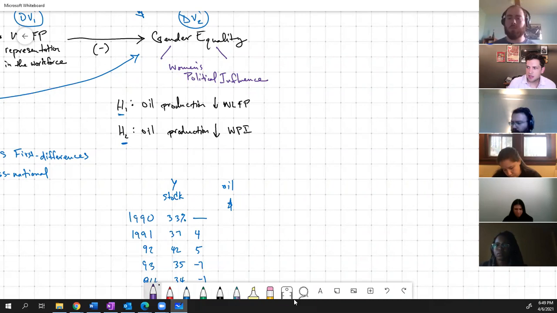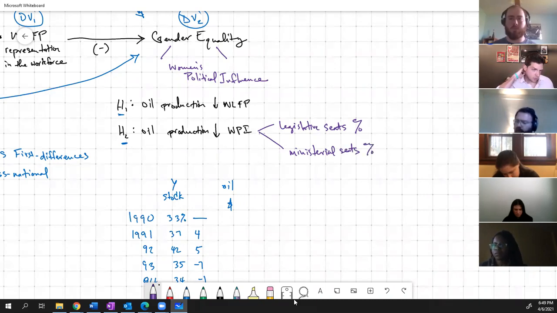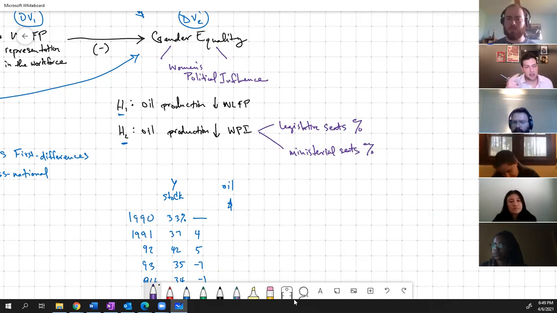He says, I'm going to measure that not in one way, but in two ways. I'm going to measure it in terms of legislative seats as a percentage, and also in ministerial seats. In other words, cabinet positions as a percentage. So now he's operationalized the same variable, women's political influence, in two different ways. And not just for fun, but to capture two different aspects of women's political representation and influence.